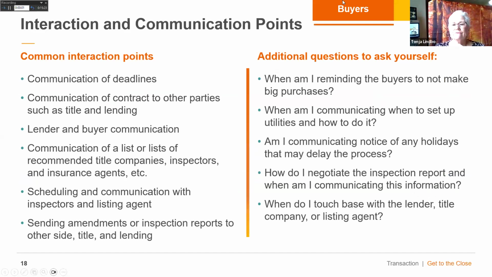So just for the buyers: communication of deadlines, communication of contact with other parties, lender and buyer communications, communication of a list or lists of recommended title companies, inspectors, and insurance agents. You can actually put that, oh, I forgot that, in the list of people that you talk to. Before a buyer can purchase, they need to have an insurance binder. So whenever you're ordering an inspector, make sure they get in touch with an insurance company to get insurance, especially if they live in a wooded area.